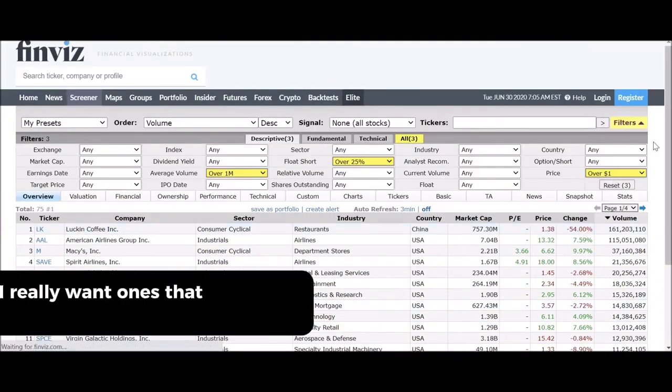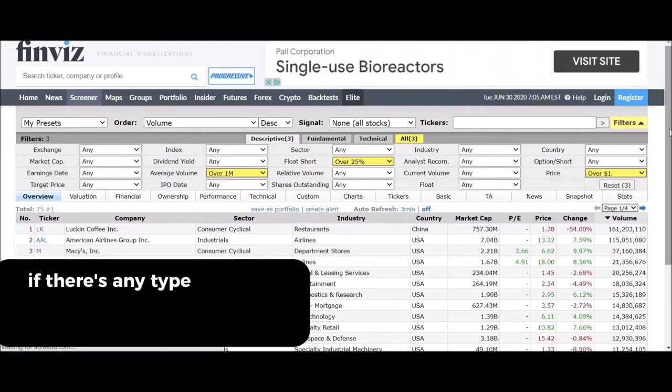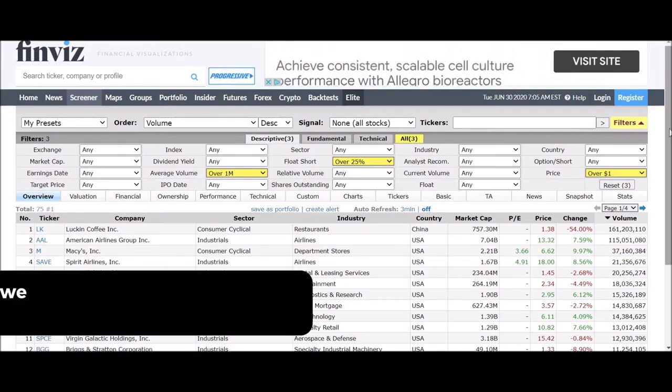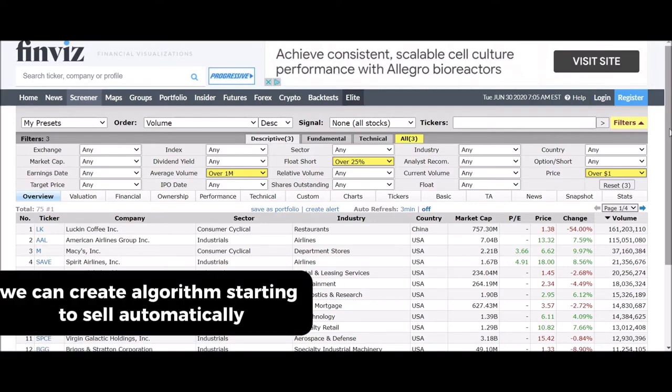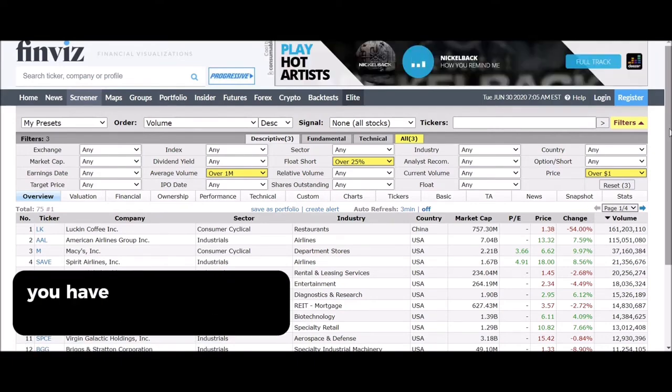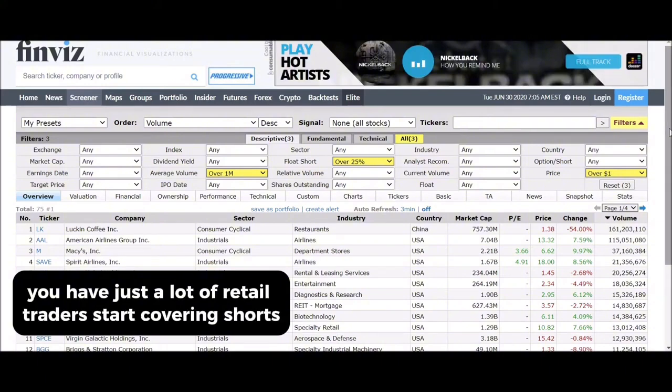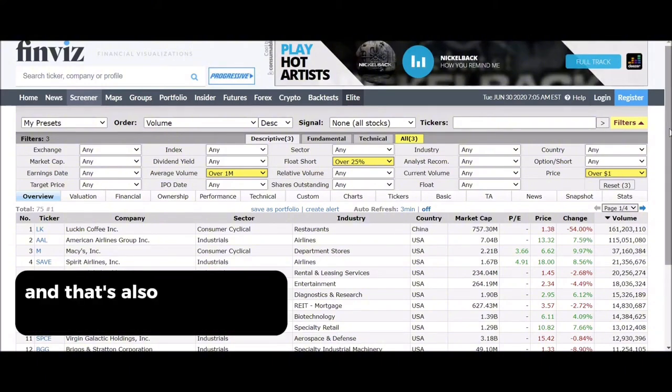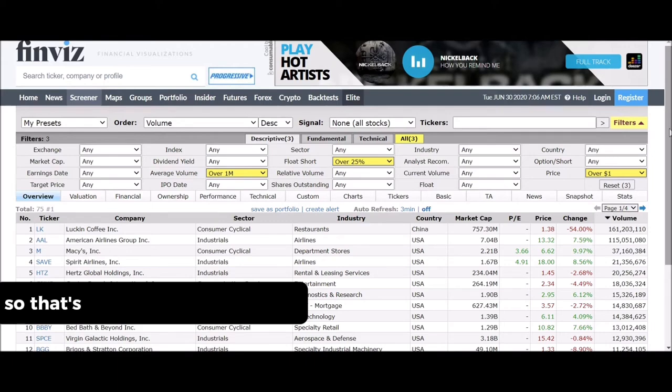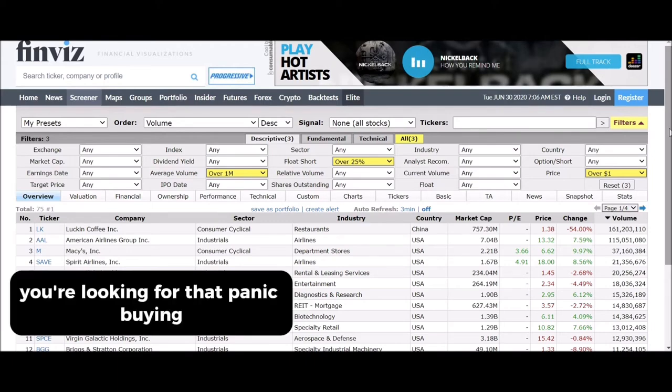I really want ones that are going to move on any type of upward move that can create a chain reaction. We can create algorithms starting to automatically cover the shorts. You have a lot of retail traders start covering shorts, and that's also called panic buying. So that's what you're looking for. You're looking for that panic buying.